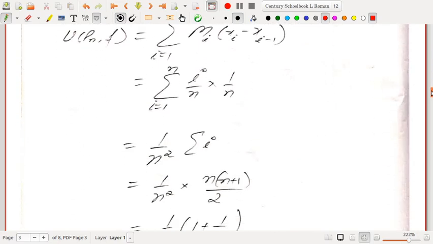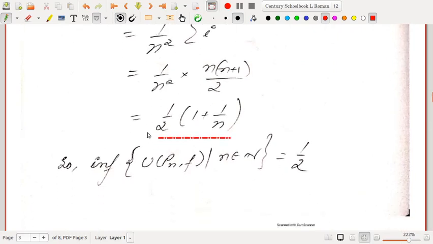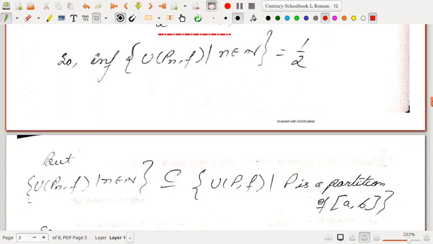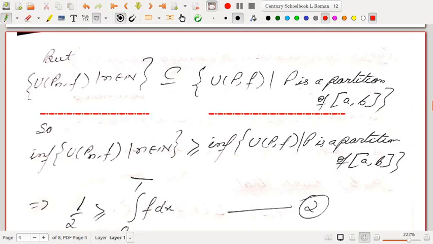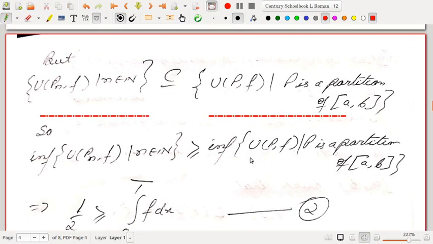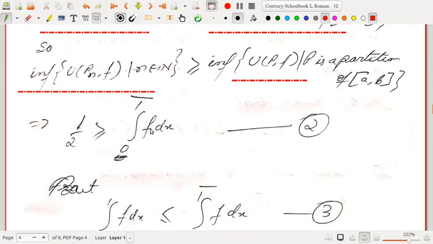Similarly, U(P_n, f) comes out to be half into (1 plus 1/n). Very similar. The infimum of this collection is half; we can show it easily. But this collection is again a subset of the set of all upper sums. And we know the infimum over a larger set is smaller. So the infimum over U(P_n, f) will be greater than or equal to the infimum over all possible upper sums. The infimum over all possible upper sums is nothing but the upper integral, and on this side it is half. So half is greater than or equal to the upper integral.